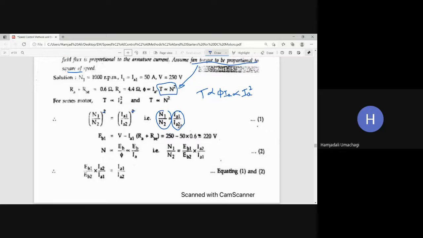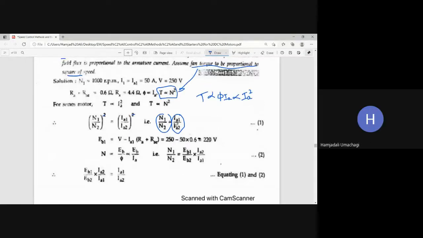N1 by N2 is equal to what? Ia1 by Ia2. So wherever N1 by N2 is there, replace it by Ia1 by Ia2. Then the equation becomes Ia1 by Ia2 is equal to EB1 by EB2 into Ia2 by Ia1. After solving the equation by replacing N1 by N2 with the term Ia1 by Ia2, you will get the modified equation as EB1 by EB2 into Ia2 square equal to Ia1 square.